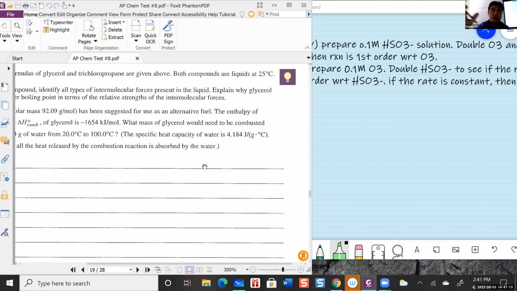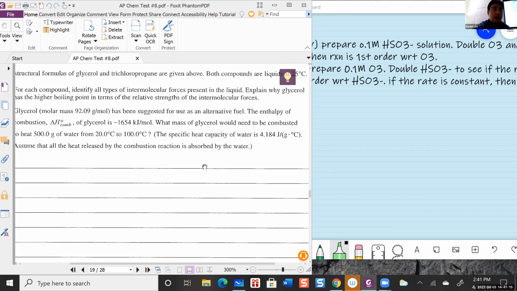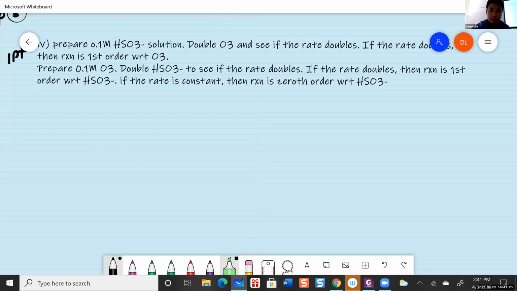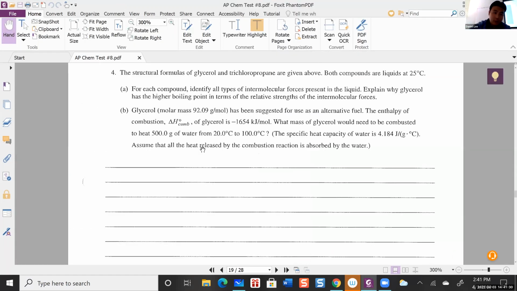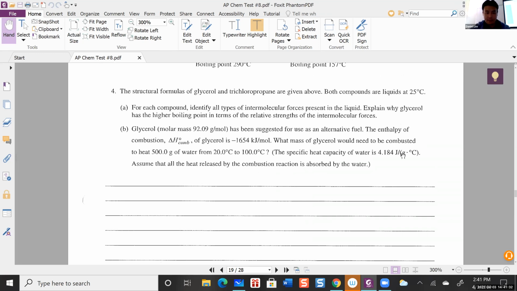So now we are at the short response, which is a lot faster. I think they're a lot easier, but there are also some weird ones. Sometimes you can get the entire electrochem, sometimes you get stoichiometry, sometimes you get weird gases. So you never know what they're going to give you. Sometimes you get intermolecular forces. So let's look at number 4.